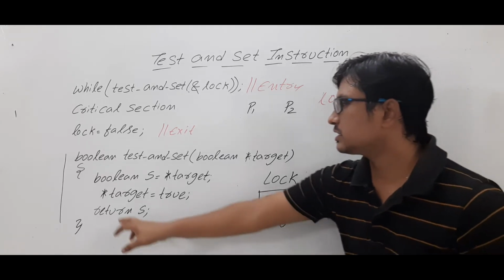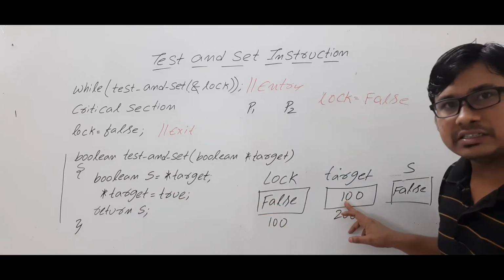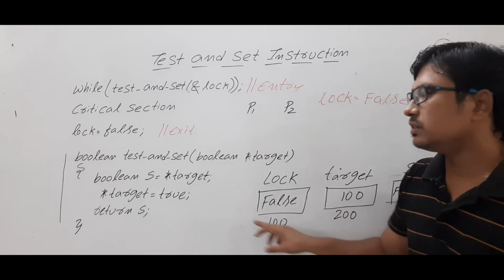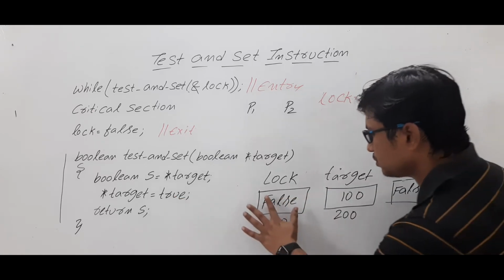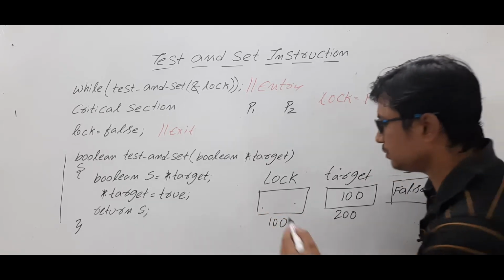Now look here, *target = true. What is target? It contains 100. You go to location 100, and there you need to store the value true. So previously here it was false, now it is updated to true.